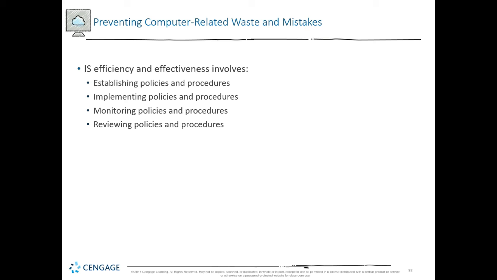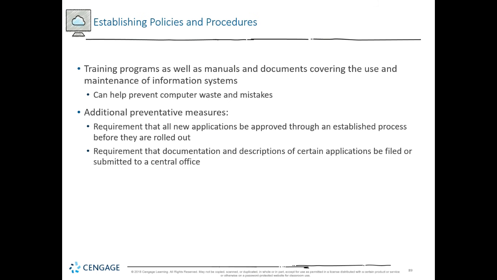IS efficiency and effectiveness involves establishing policies and procedures, implementing policies and procedures, monitoring policies and procedures, reviewing policies and procedures. Establishing policies and procedures, a training program, as well as manuals and documents covering the use and maintenance of information, can help prevent computer waste and mistakes.